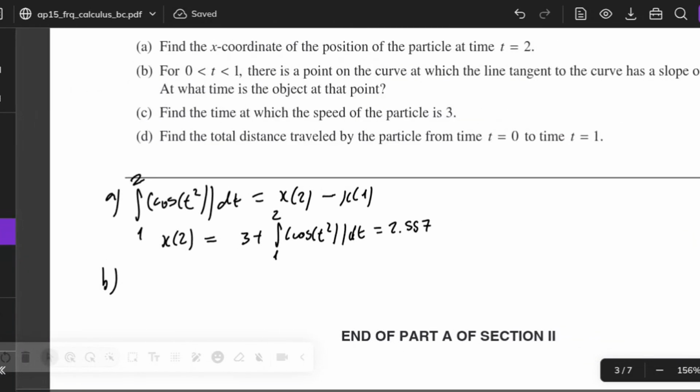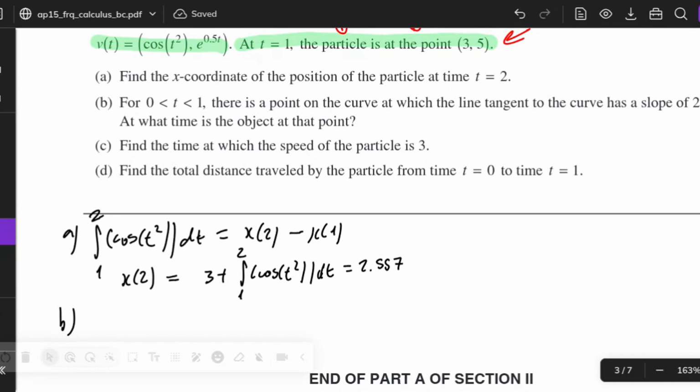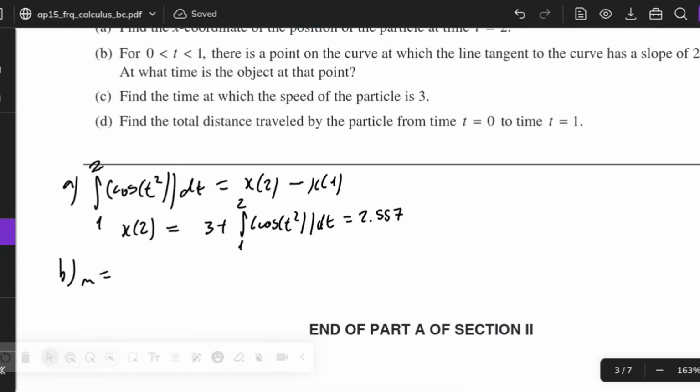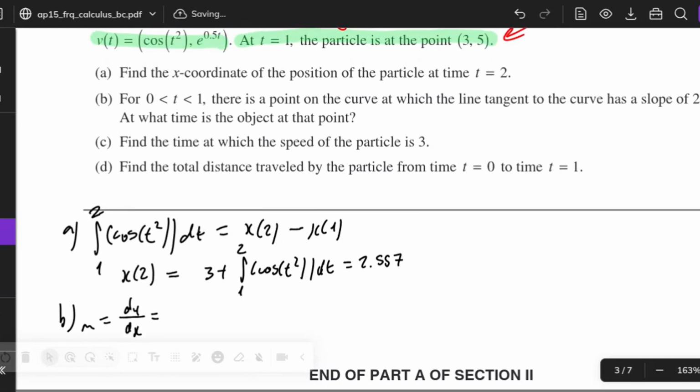All right, let's look at part B. For 0 less than t less than 1, there's a point on the curve at which the line tangent to the curve has a slope of 2. At what time is the object at that point? Okay, we are looking for time now, and we know that the slope, m, is equal to the derivative, which is equal to dy/dt over dx/dt. It's very important that you don't mix this up and put dx/dt over dy/dt. That's also a pretty common mistake.